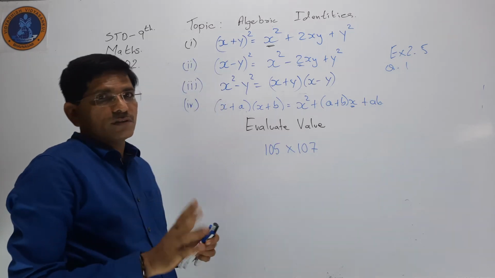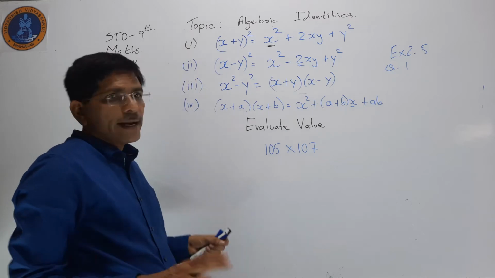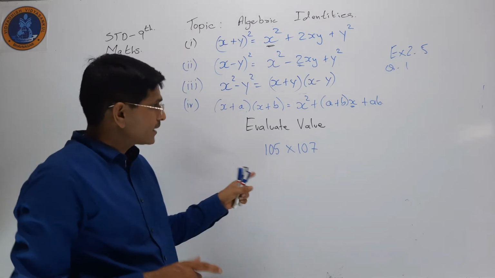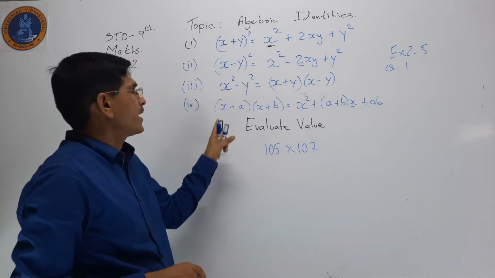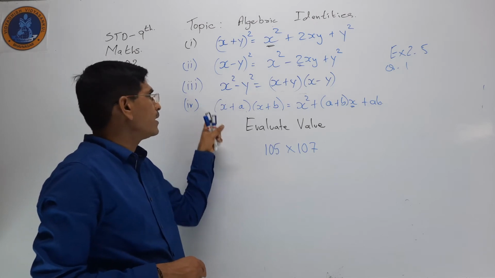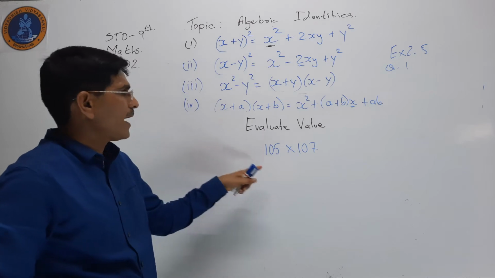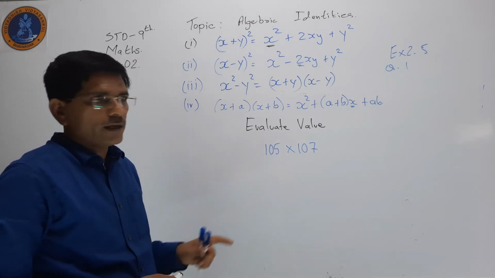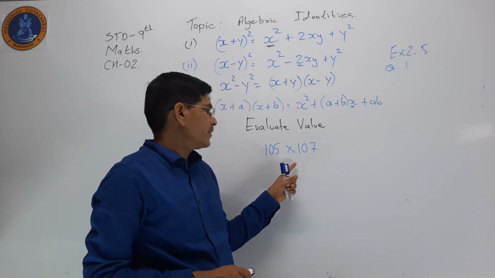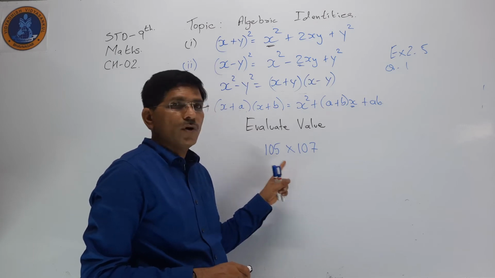We can use any of the above identities and solve. But here two terms are there, so either we have to use the fourth formula or we can use the third formula. We can do it both ways.